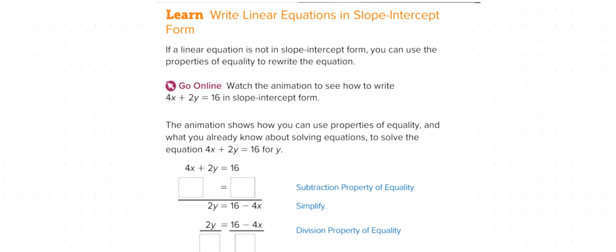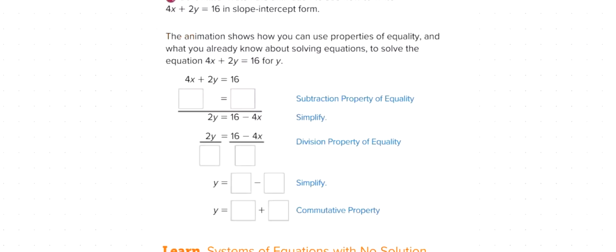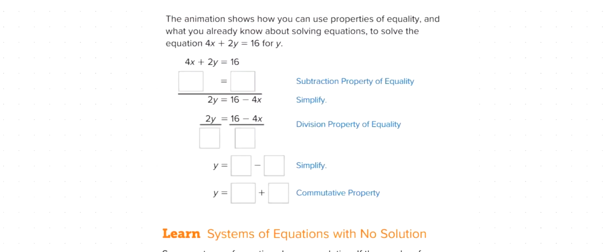What do we need to do? We need to leave y by itself. Remember, our slope-intercept form is y equals mx plus b. That means that we're going to leave y by itself on one of the sides of the equal sign. So we're going to do this with the following equation. The equation is 4x plus 2y equals 16. We're going to solve it for y.